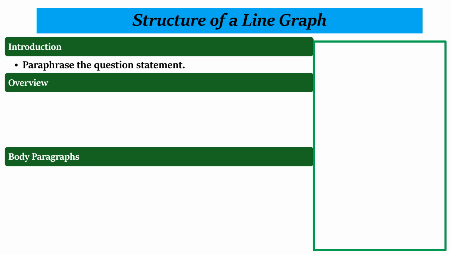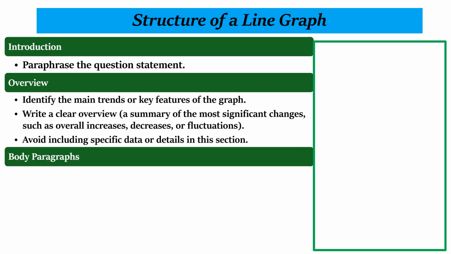The next section is the overview. In this section, identify the main trends or key features of the graph. Write a clear and concise summary of the most significant changes, such as overall increases, decreases, or fluctuations. Avoid including specific data or details here. This is just a general outline or broad summary.